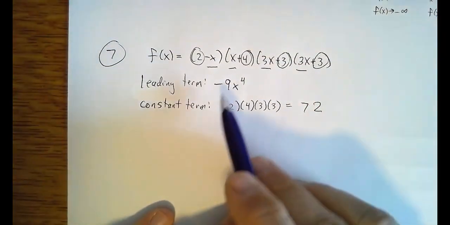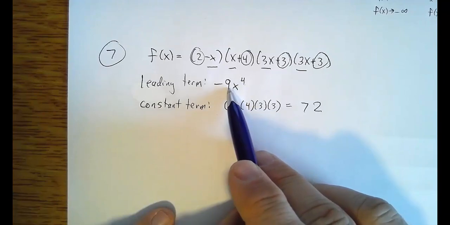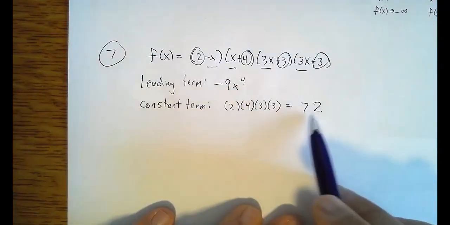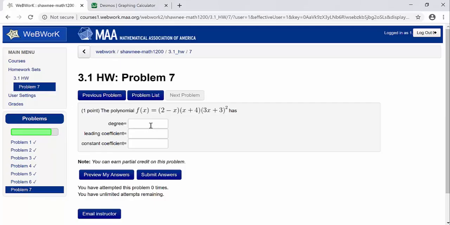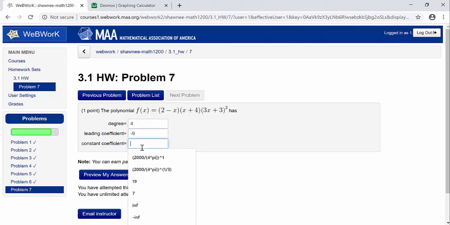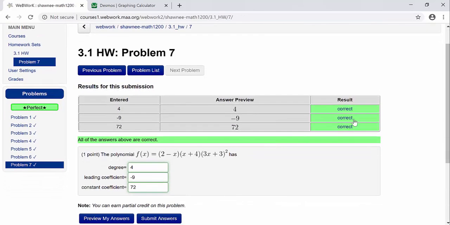So the leading term is minus 9x to the fourth. So we see the degree is 4 and the leading coefficient is negative 9, and the constant term is 72. So we had a degree of 4, because it's negative 9x to the fourth. The leading coefficient is negative 9, and the constant term is 72. So this finishes our 3.1 homework problems.